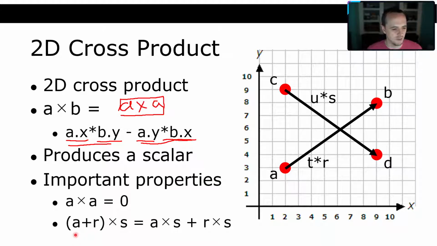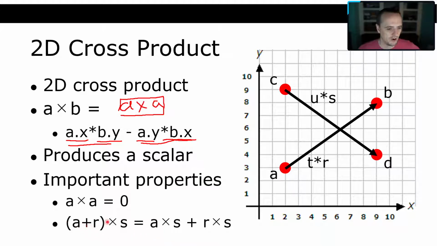We also have this property, which is if we have A plus R cross S, then we can do the sort of foiling of that. Well, it's not full foil, but we take the multiplication, we apply it to the first one, and then we apply it to the second one, just like normal multiplication.